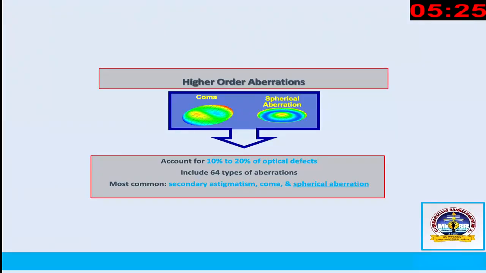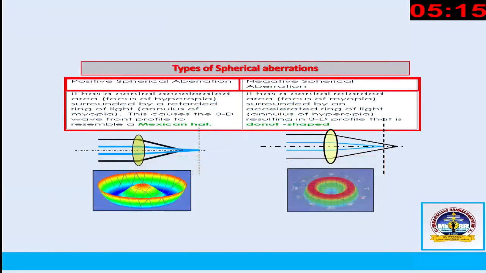Our machines are not that sensitive, and as we all know, the most common are secondary astigmatism, coma and spherical aberrations. And spherical aberration, as we all know, can be a positive or negative type, which is evident from the present figures. The positive spherical aberration is in the form of a sombrero hat, and the other one is donut shaped.